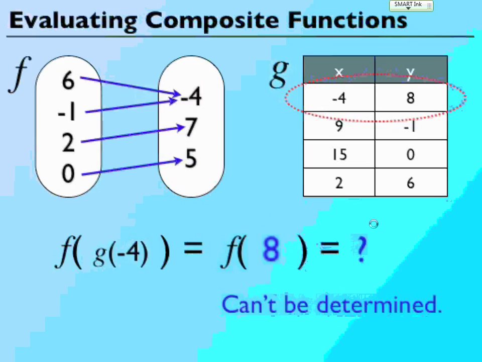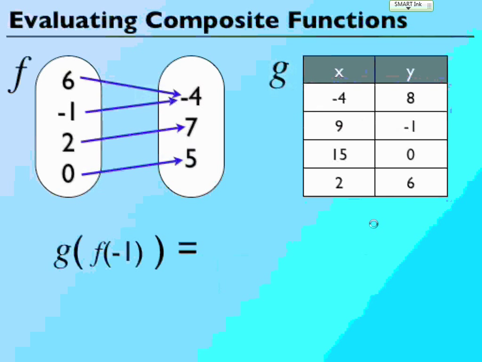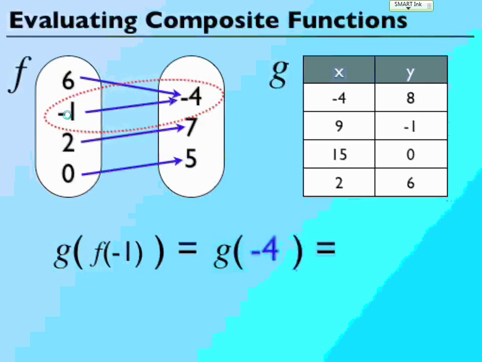All right, going right along. G of f of -1. Okay, things are a little different this time. We're doing g of, and f of -1 is our inside. So f of -1 here gives us -4. So we simplify that inside first, and now we're doing g of -4. So we look over to our function g, and g of -4 is 8.